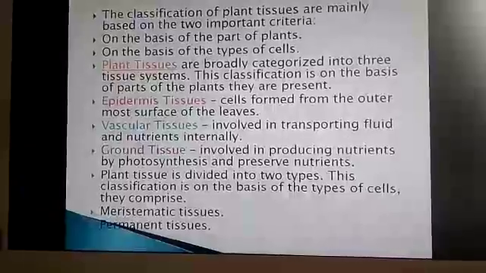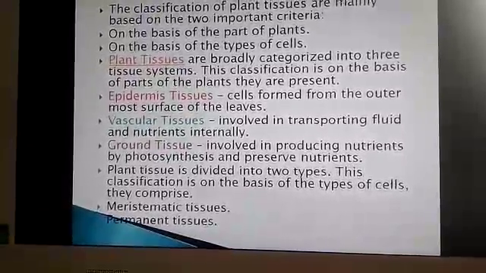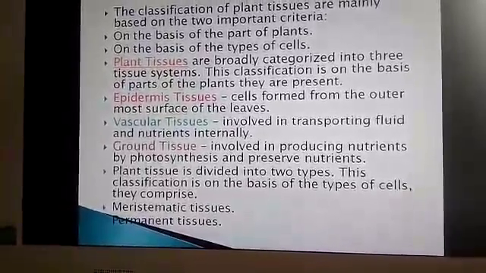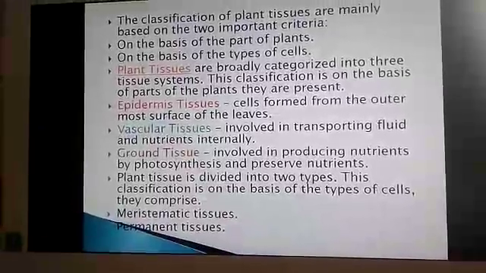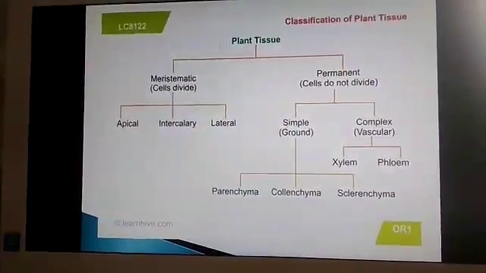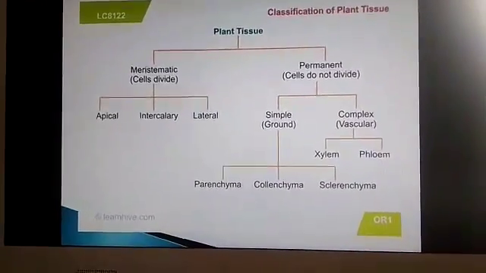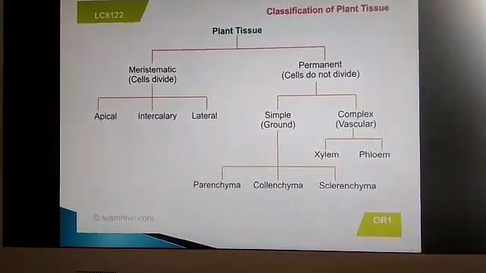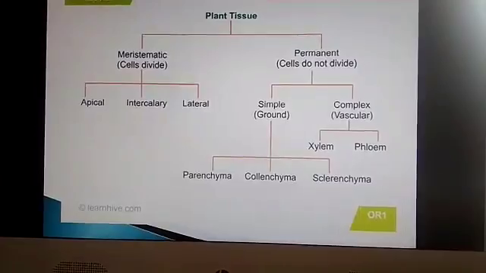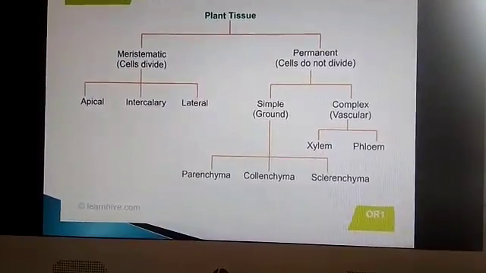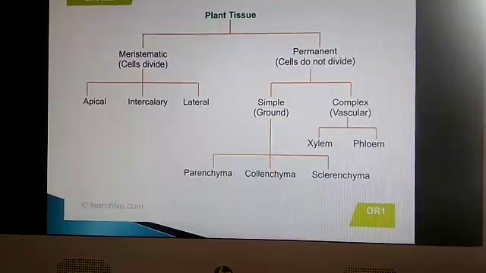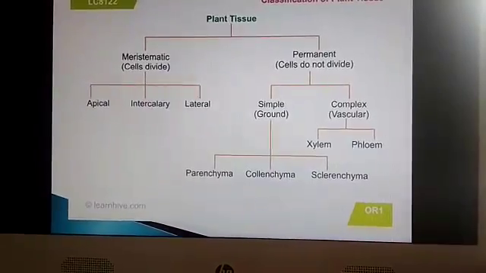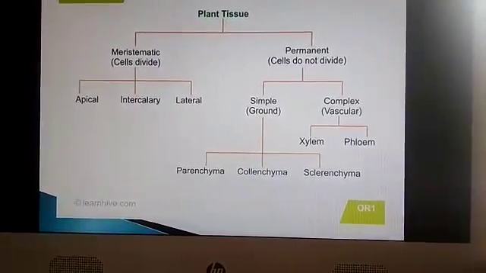Plant tissue is also divided into two types. This classification is on the basis of the types of cells they comprise. That is meristematic tissues and permanent tissues. See, plant tissues are categorized into two: meristematic tissue and permanent tissue. In meristematic tissue, the cells divide, and in permanent tissue, cells do not divide. The meristematic tissue is divided into apical, intercalary and lateral tissue.